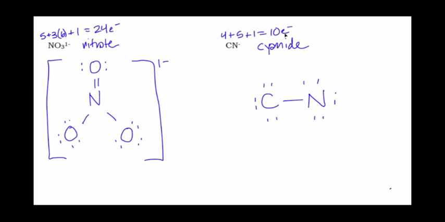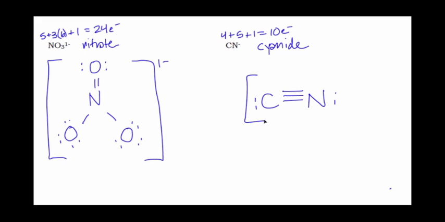14? That's way too many. We only have 10 to deal with. Time to start pairing up. So let's take some electrons from each side and make a double bond. 2, 4, 6, 8, 10, 12. Still too many. Let's share another pair. 2, 4, 6, 8, 10.